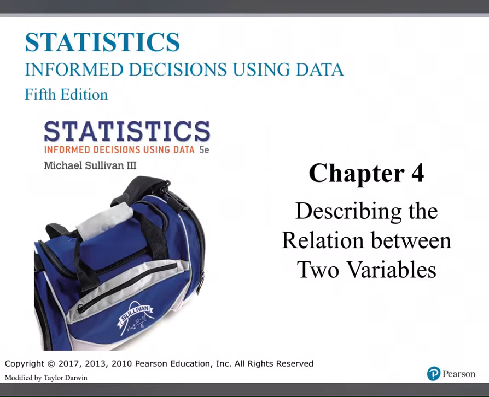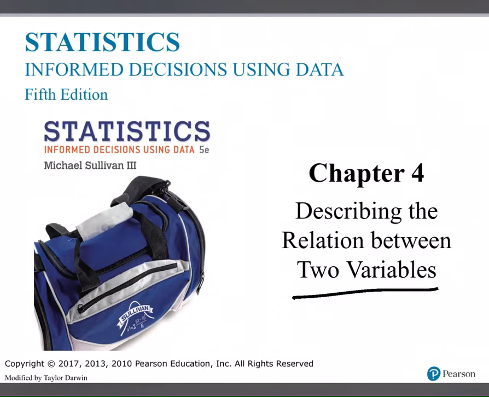Okay, Chapter 4 is describing the relationship between two variables. Up until this point, we've really only been talking about one variable, say calculating the mean of test grades, or the standard deviation, or the formulas that we've used thus far. We've just been looking at one variable. And in this chapter, we'll be looking at two.